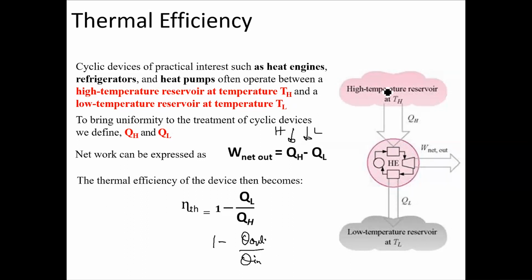So the high temperature reservoir is giving in the heat at the rate of QH. Net work out is the same. The low temperature reservoir sink is extracting the heat at the rate of QL. So you will associate it with the reservoir. Clear enough?